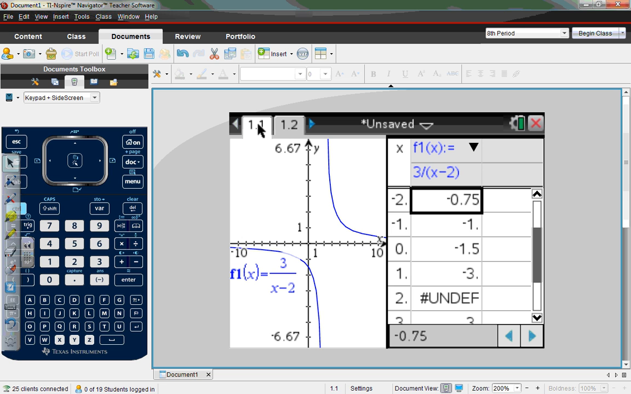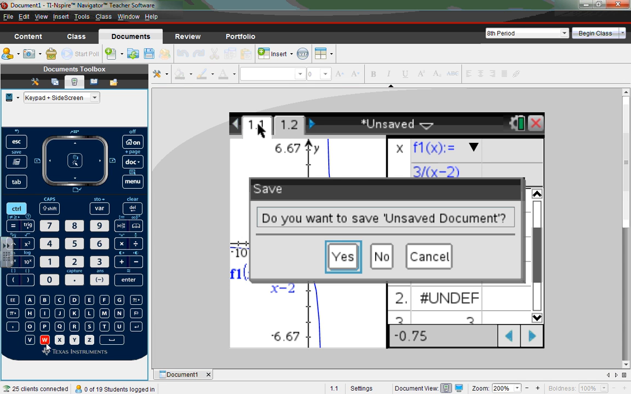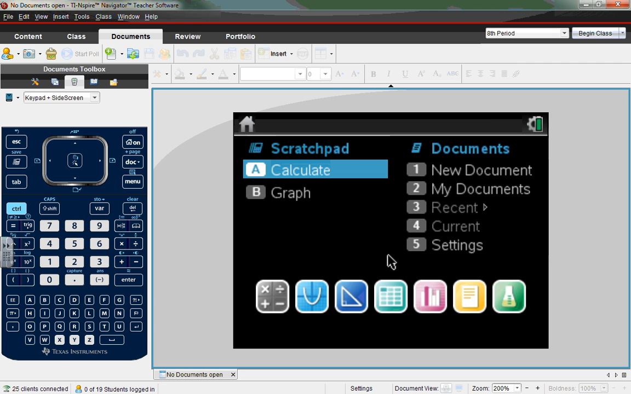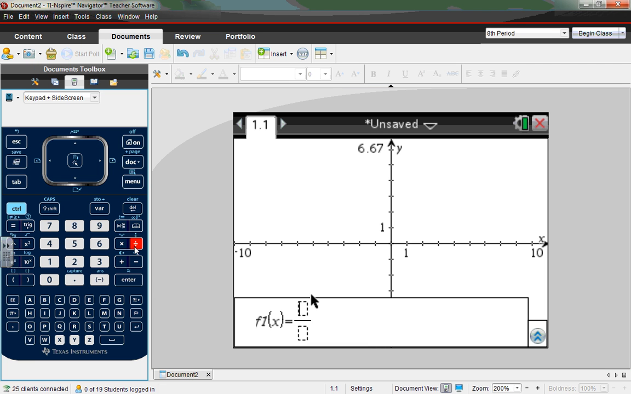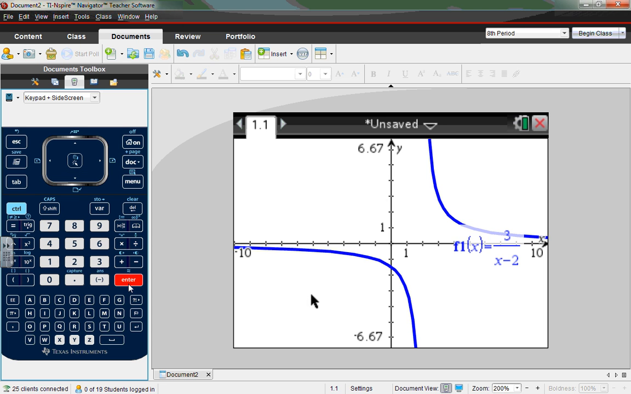I come over here. I'm going to graph this function. My function, I do control division key, and I have 3 over what? X minus 2, and hit enter. Well, there's my lovely little function. Were we correct? We absolutely were.